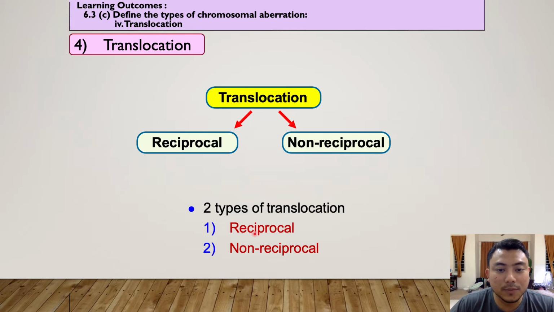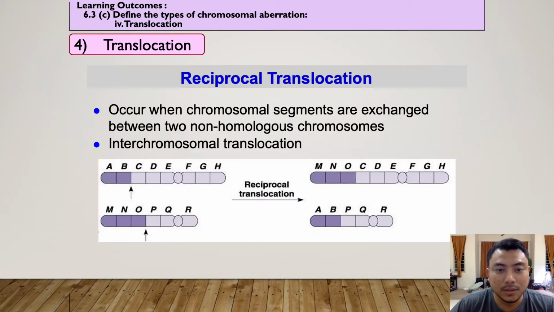Okay, translocation for reciprocal and non-reciprocal. So reciprocal translocation, it occurs when the chromosomal segments are exchanged between two non-homologous chromosomes. So we can call this interchromosomal translocation. So we can see here A and B, M and O, they break at this point and then they exchange. So translocation, pindah tempat. A and B ni pergi dekat kromosom yang bawah ni, M and O pergi dekat kromosom yang atas. So reciprocal translocation, maknanya saling berpindah tempat. Okay.